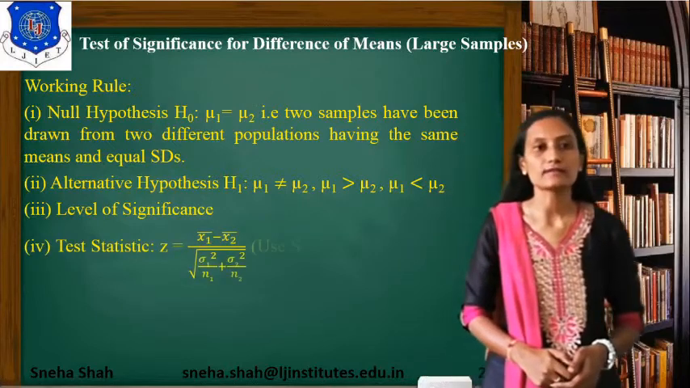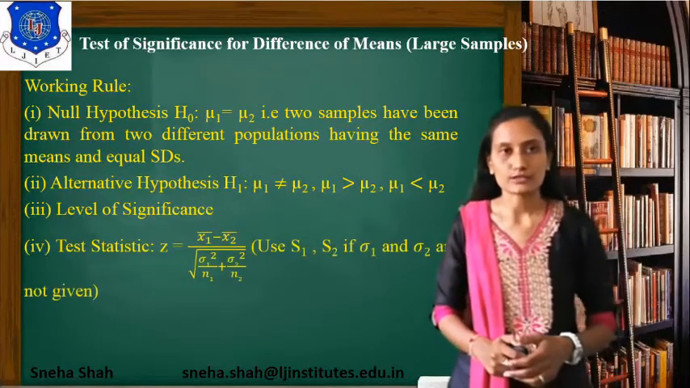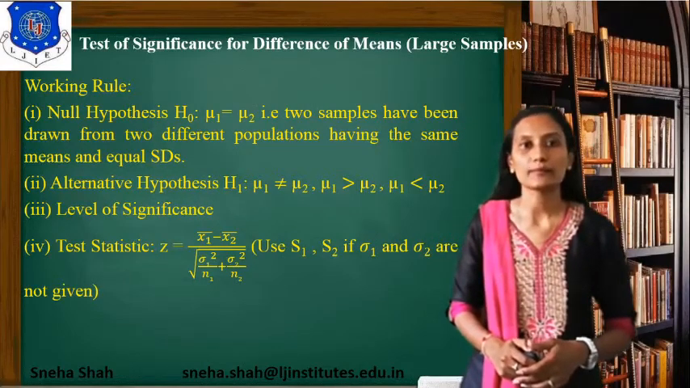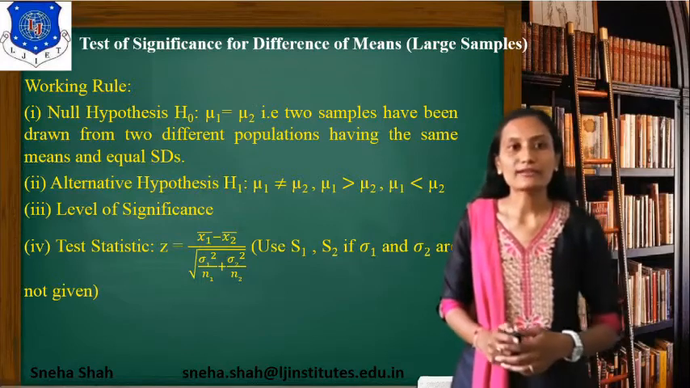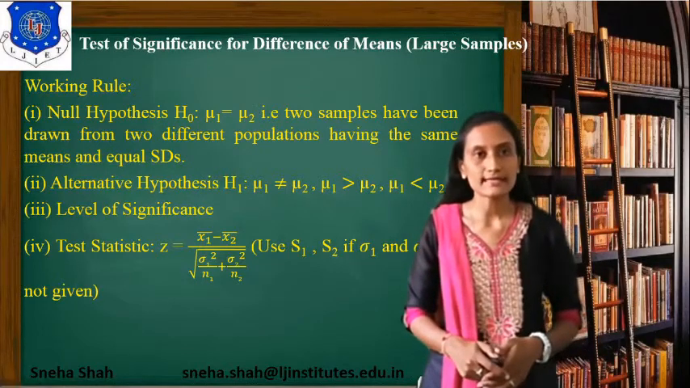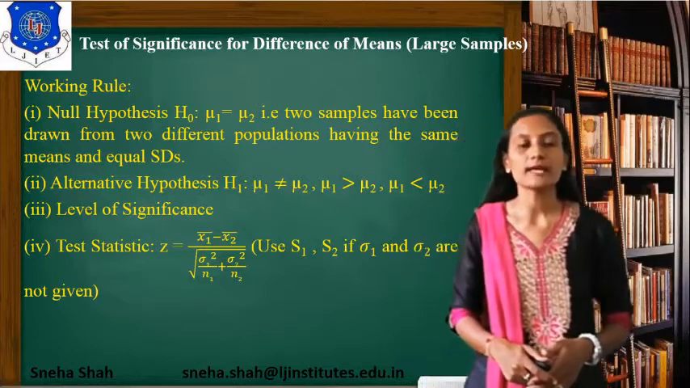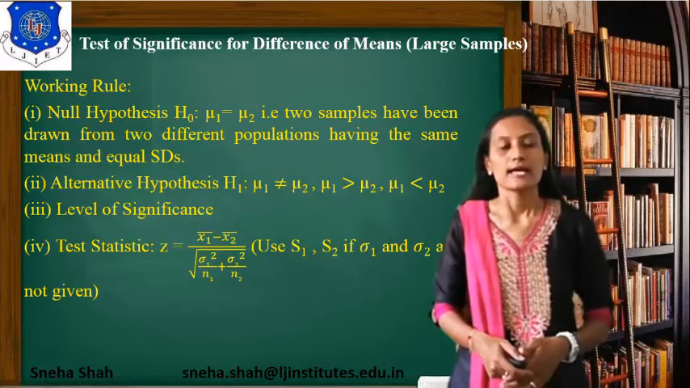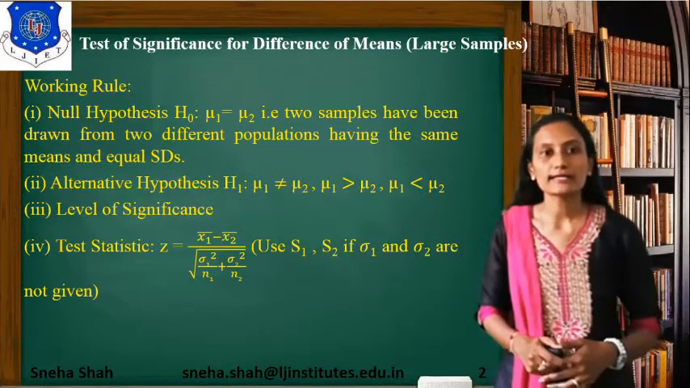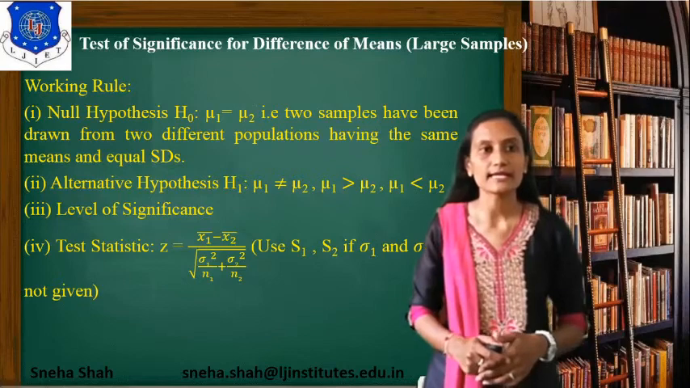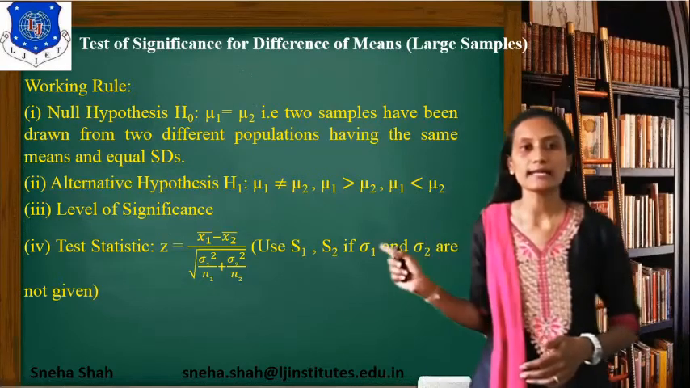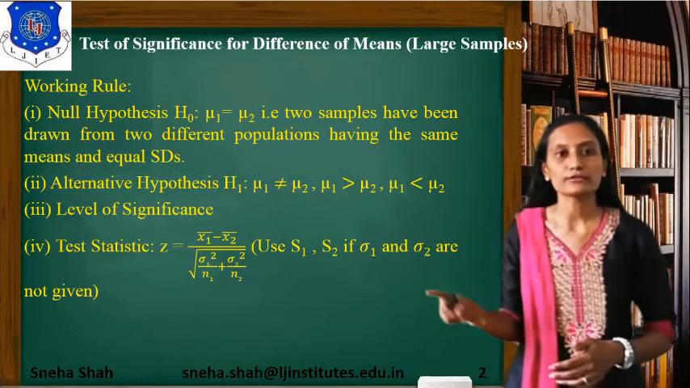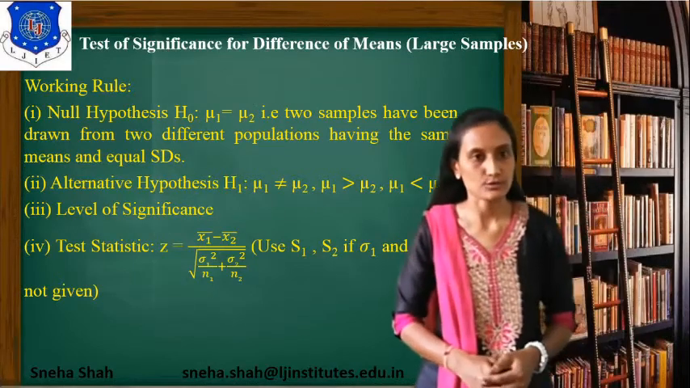The test statistic is z equals x1 bar minus x2 bar upon the square root of sigma1 square upon n1 plus sigma2 square upon n2. Here x1 bar represents the mean of the first population, and x2 bar represents the mean of the second population. Similarly, sigma1 and sigma2 are the standard deviations of the first and second populations. If the values of sigma1 and sigma2 are not given to you, then you have to use S1 and S2.